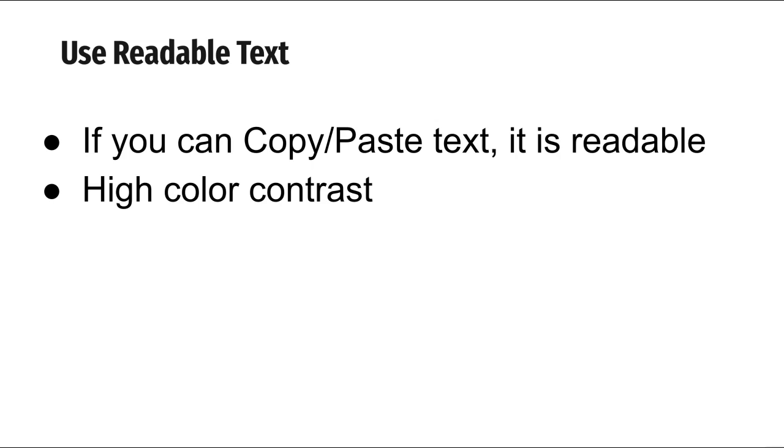If we have text on the screen, we want to make sure that that text is readable, not just visually, but also by assistive technology. A quick check of that is to see if you can copy and paste text from the screen into a document. That is the start to being able to make sure that the document is going to be readable. And we want to make sure that there is high color contrast anytime that color is used in a document or on the screen.